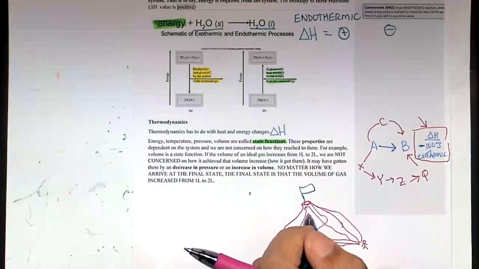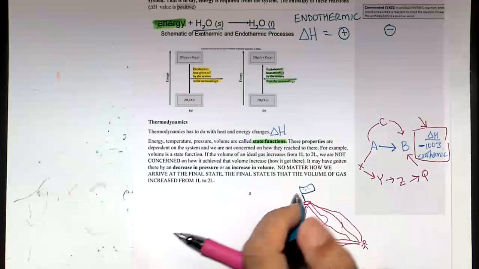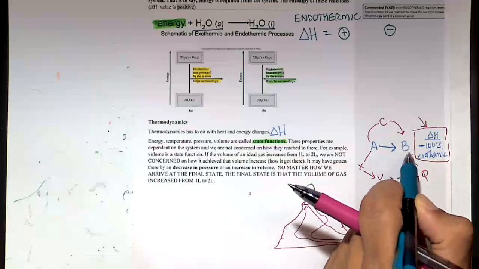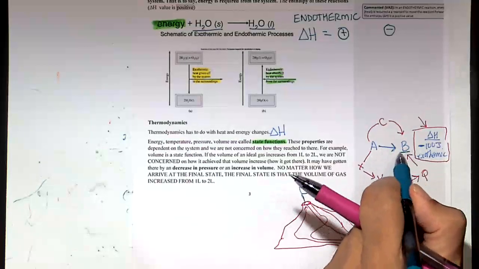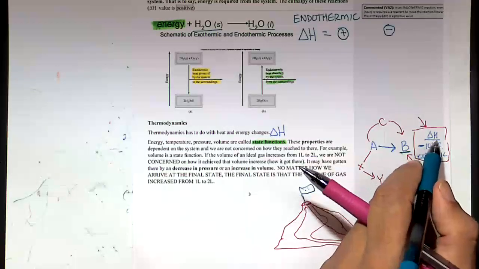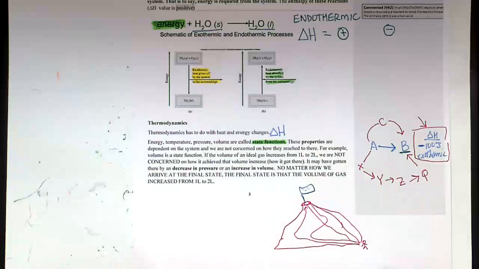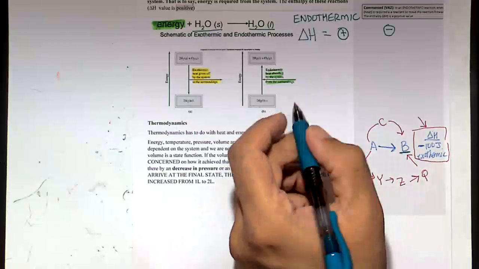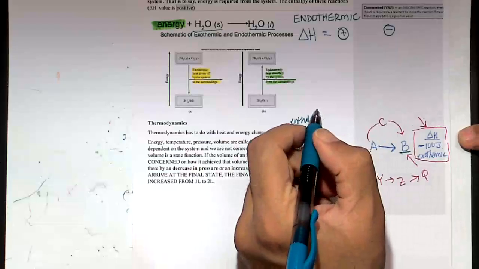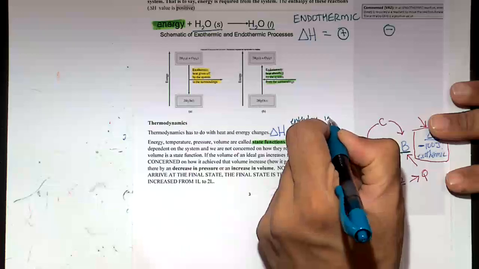No matter what way or path you go, you'll always reach the same state, same destination, same product, and that value will always be whatever it is. That is an example of a state function. Enthalpy is a state function. This value will always remain whatever it is, minus 100, no matter how reactants go to products.